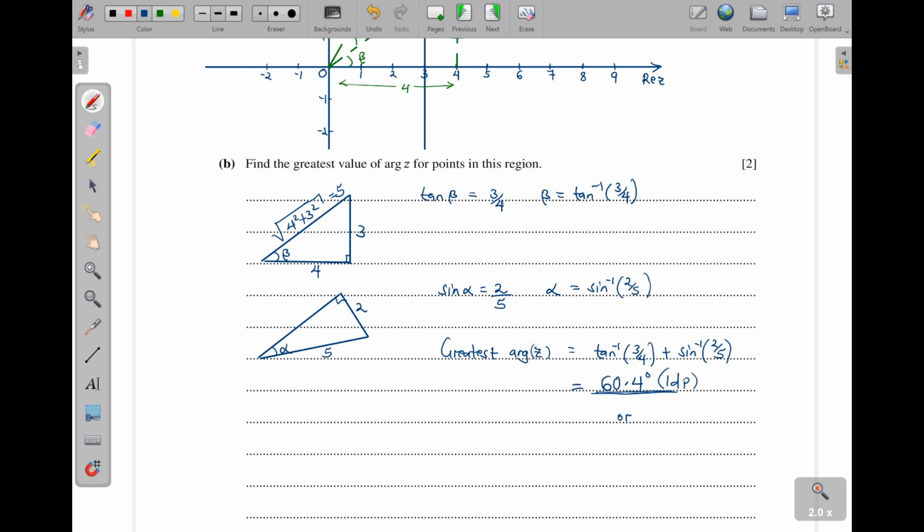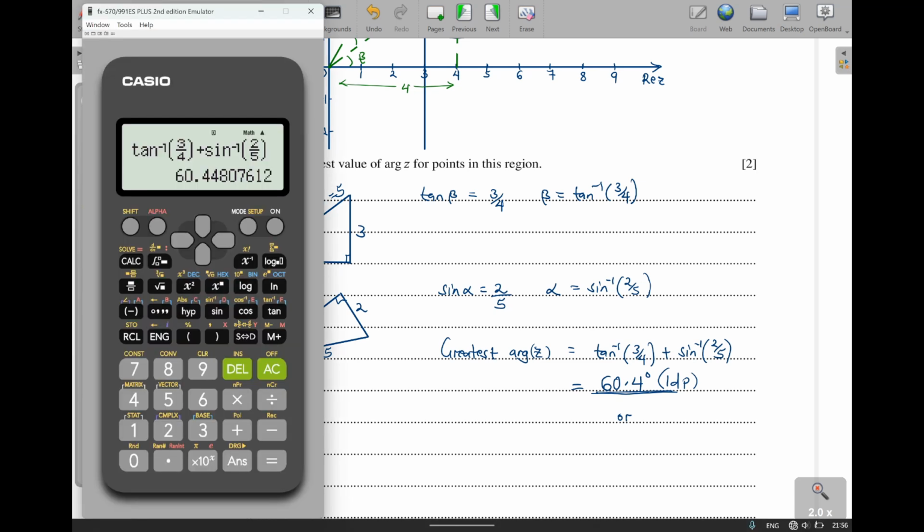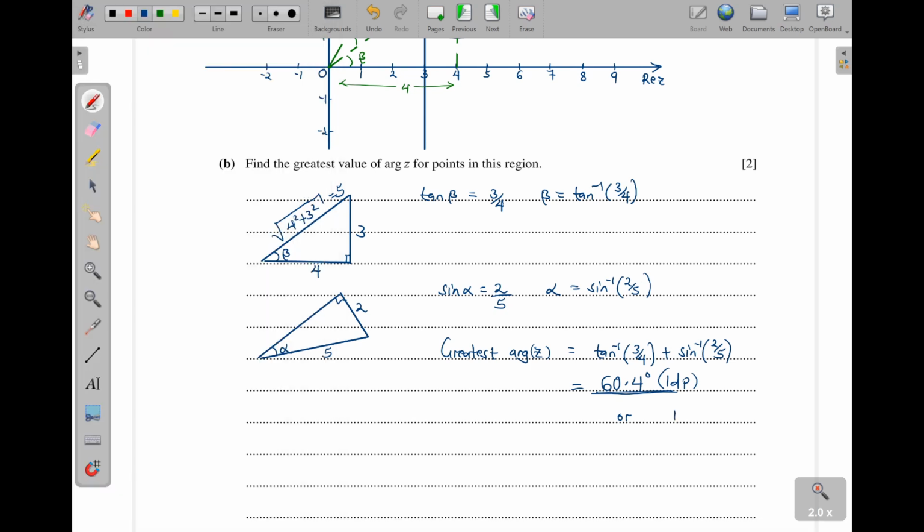Or how about when it is in radians? Just come here and press shift, then mod, and then 4 is for radians, then press equals again. So that will be 1.06. Okay, 3 significant figures in radians. So you just write one answer, not both of them.